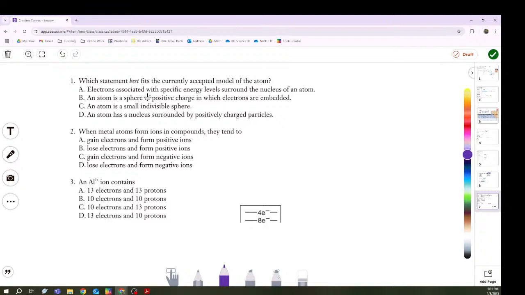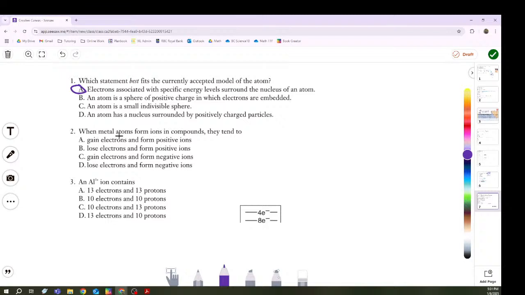That would have been my closest, probably second guess. It is a sphere. It does have a positive charge in the center. Electrons are not embedded. Electrons are surrounding the nucleus. So if it were me, I would say A: the electrons are associated with those energy levels, whether you have electrons in the first shell, the second shell, third shell, but they surround the nucleus.